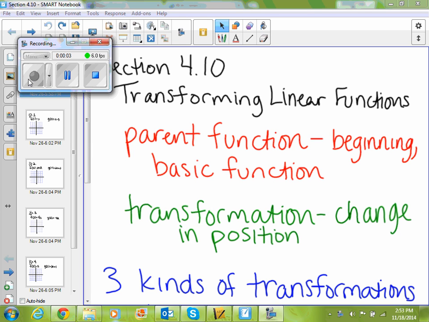So we're going to go over how to transform linear functions. So the first function we're going to start with is our parent function. In your parent functions, you'll be getting basic functions, like y equals x or y equals x squared. Those types of functions are called your parent functions because they're your beginning functions. It's whatever your first function is, that's your parent function. And if you do anything to that function, it's called a transformation, which means you're changing its position. You're moving it somehow on the graph.